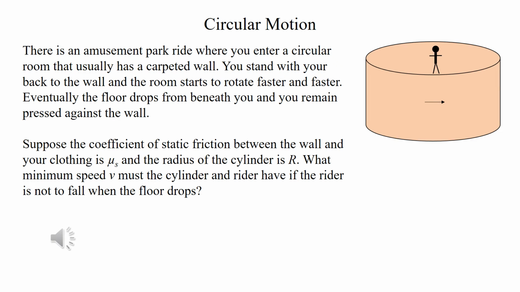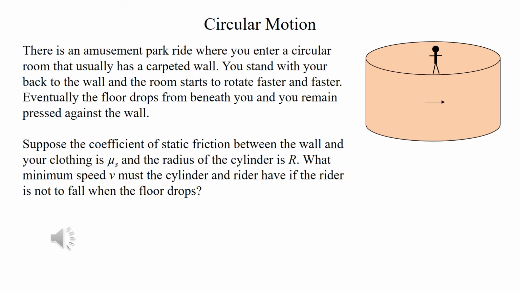All right, let's look at one more example. There's an amusement park ride where you enter a circular room, a cylindrical shaped room that usually has a carpeted wall. And you stand with your back to the wall. Once everybody is inside, they close the door, and they start to rotate the room. So the room is rotating around faster and faster. You start to feel like you're being pushed against the wall.